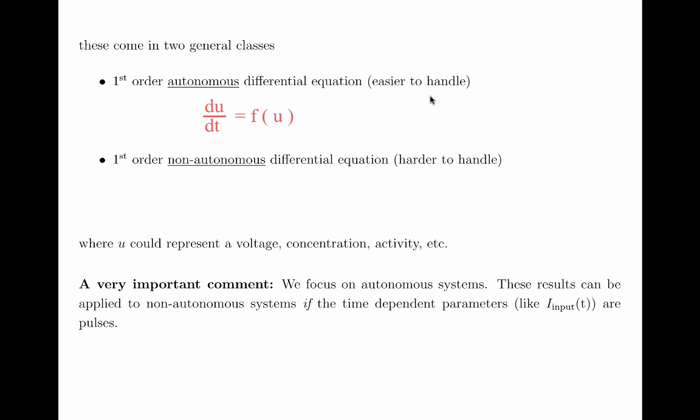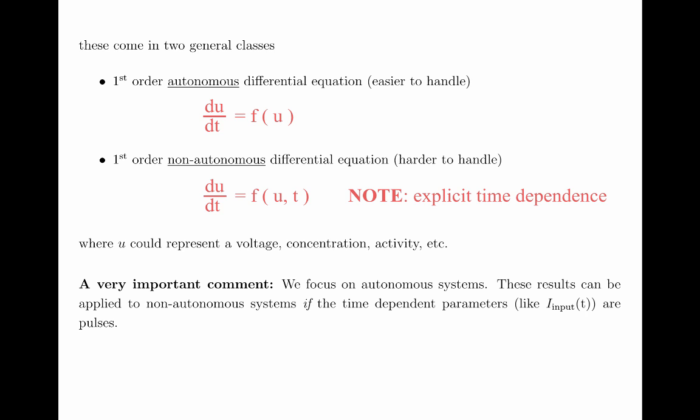Another general class of first-order systems consists of non-autonomous differential equations. What that means is we have our variable u, it's changing in time, so we have du dt, and now our function f depends both on u as well as the time t. So note here there's an explicit time dependence, this explicit dependence on our independent variable. Now in this case, u is a general variable. It could represent the voltage or the concentration of some ion, or maybe a gating variable or an activity. That's the power of mathematics. We can describe many different physical objects using a similar set of equations.